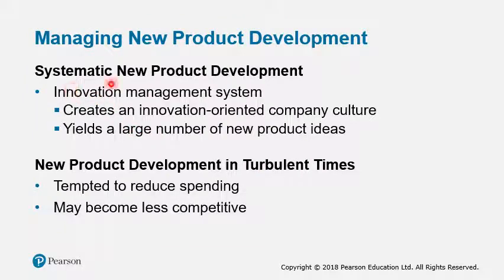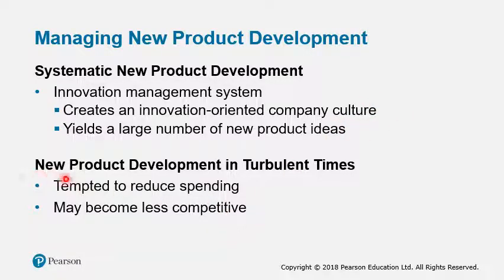And when you talk about systematic, of course, it means an innovation management system, where you create an innovation-oriented company culture like Google, which can yield a large number of new product ideas every day. Google is a very innovative company. If you read about the Google company itself, you will see that the company encourages all their employees, regardless of level, whether at the lower level, middle level, or upper management level, to generate and give ideas for their new products.